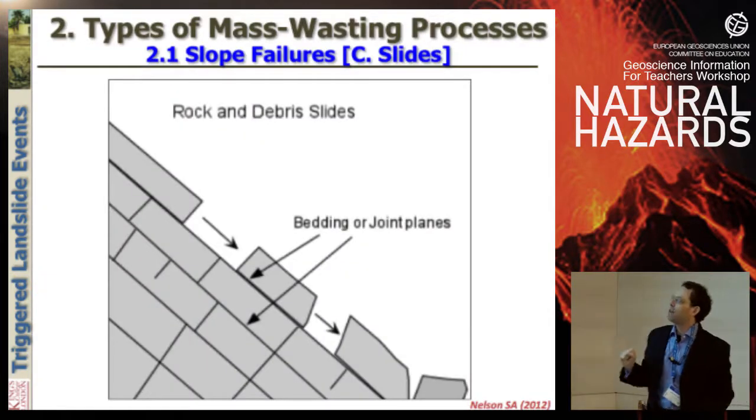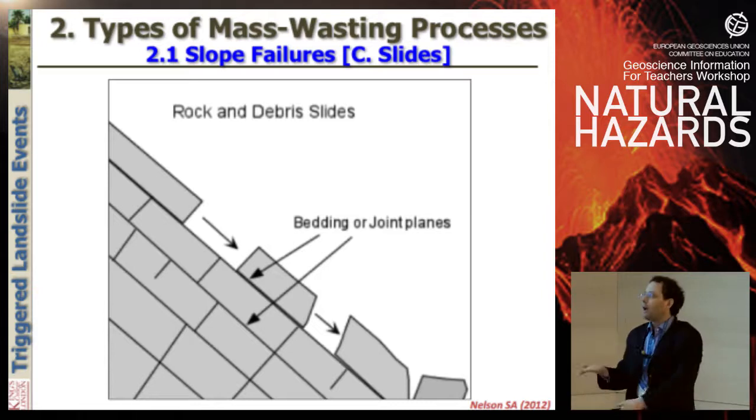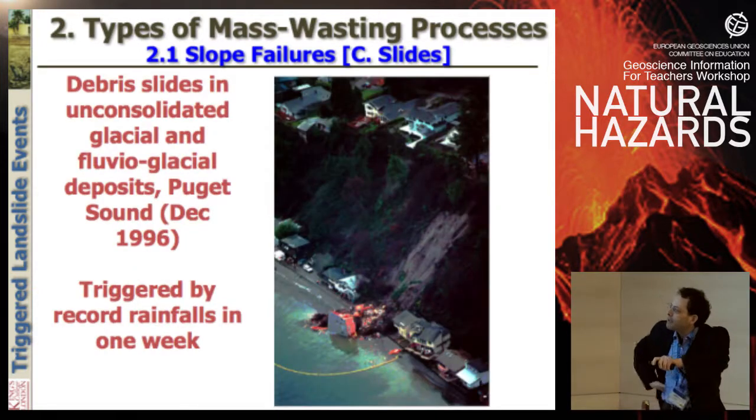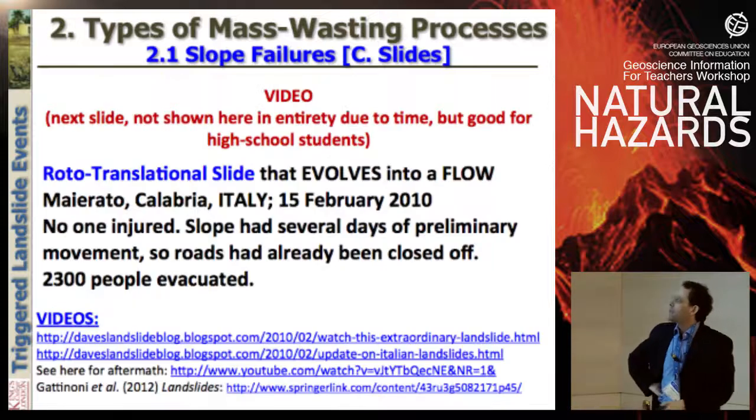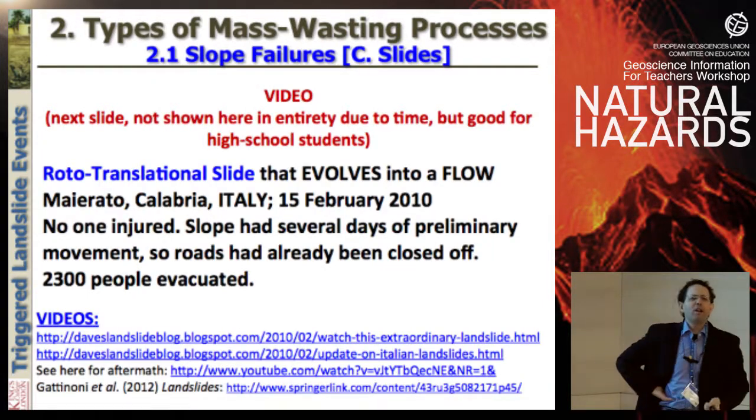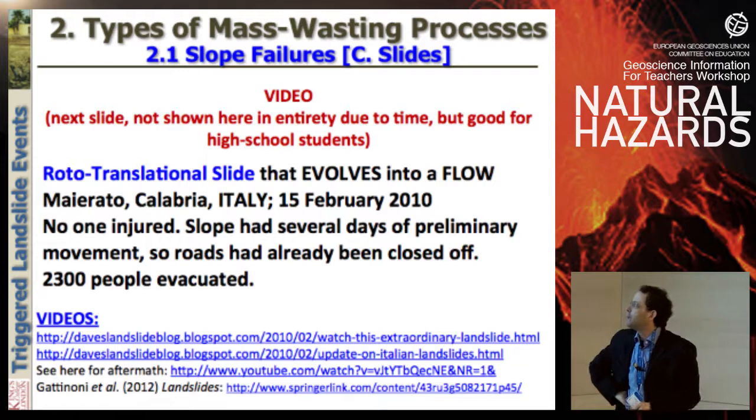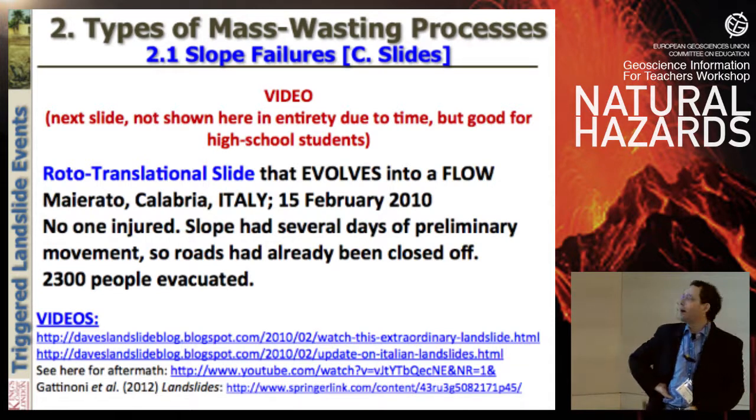This is rock and debris slides where literally it goes along the bedding joints. Here's an example of a house at the very bottom. This was in Fluvio. These are houses here, and it literally slid down. This is one that I'll just show the first part of it. This is a very large one in Italy in 2010.